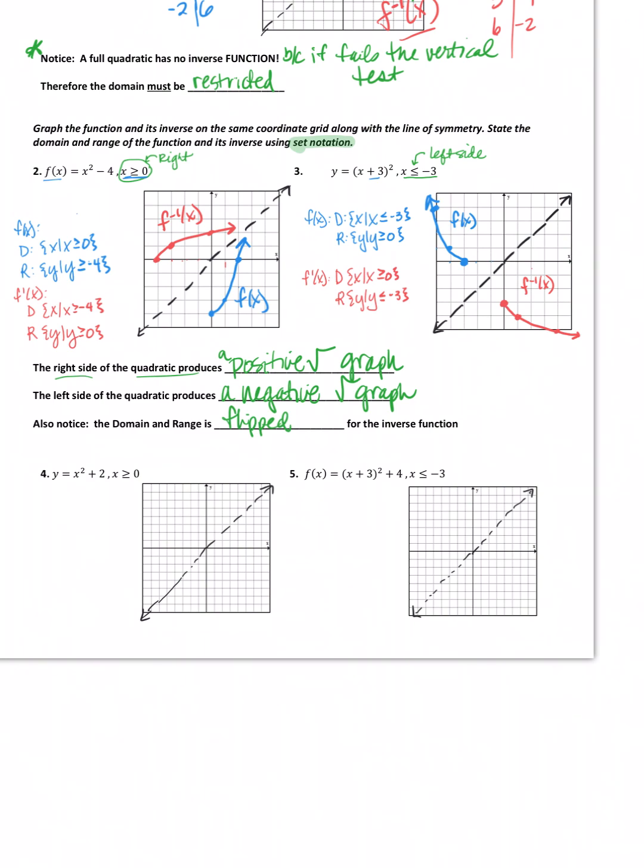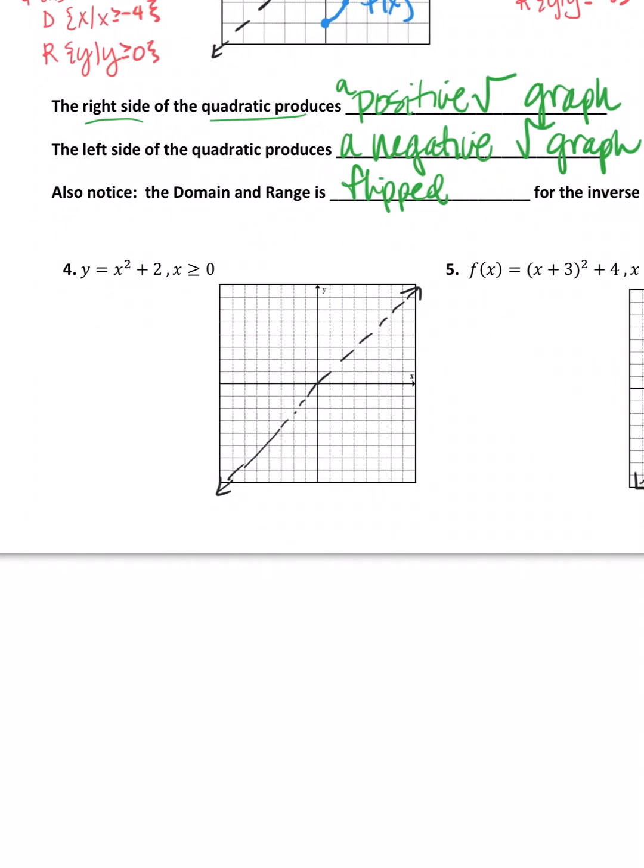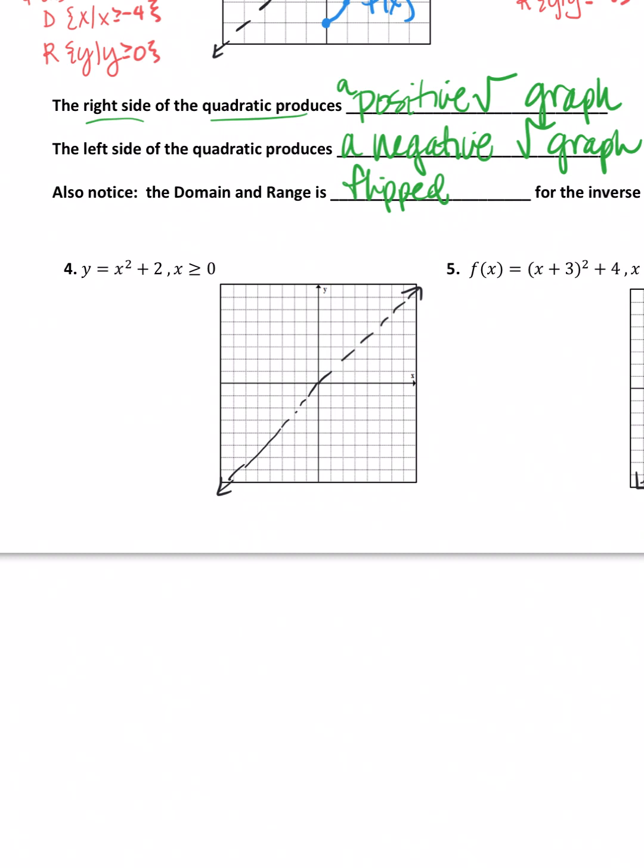So let's try number 4. So my vertex is at positive 2 for my f of x, so positive 2. And we're going to just do what was pointing to the right, so I'm going on the right side. So I'm going to go over 1, up 1, over 2, up 4. So there's that. So I graph the right side, so it's going to be a positive square root graph.